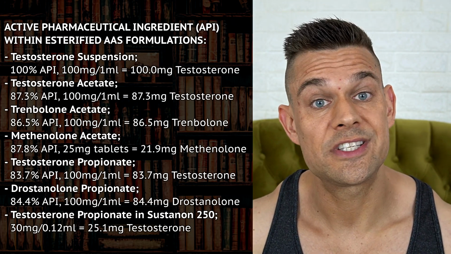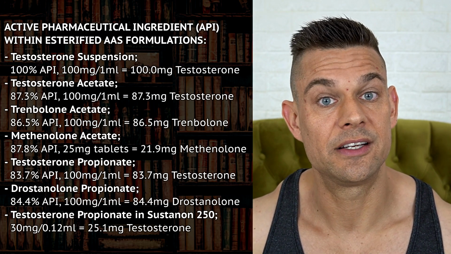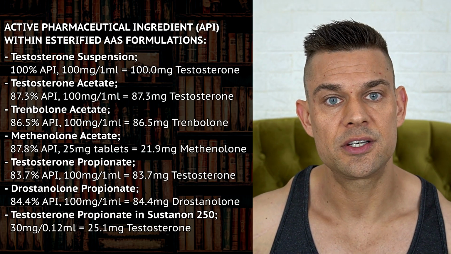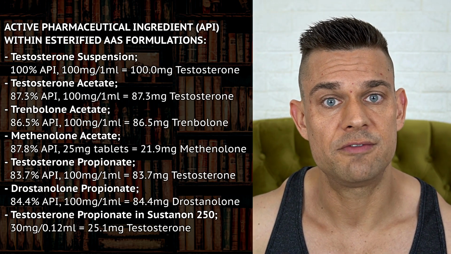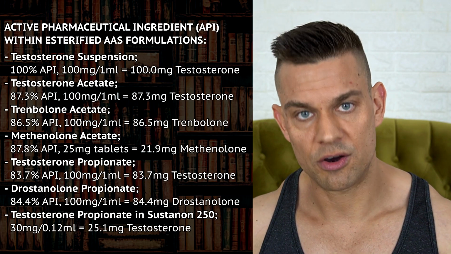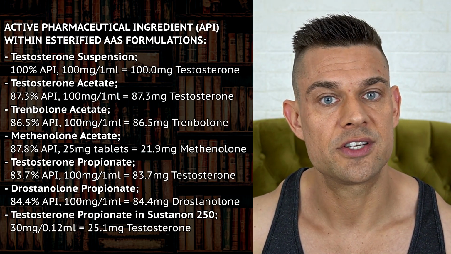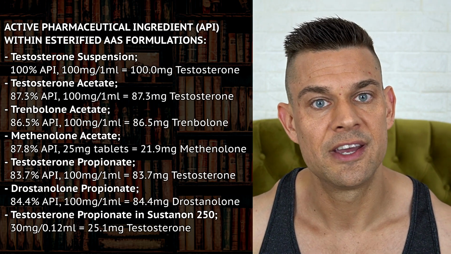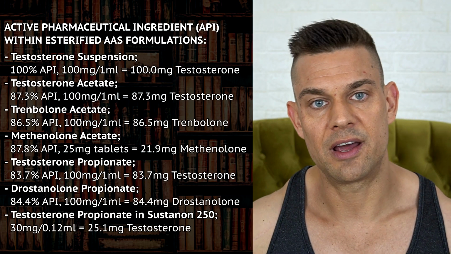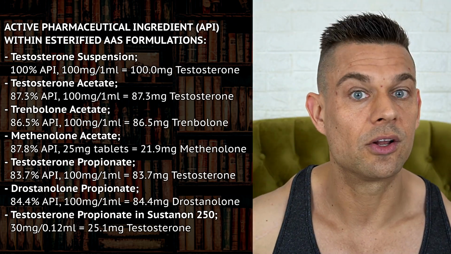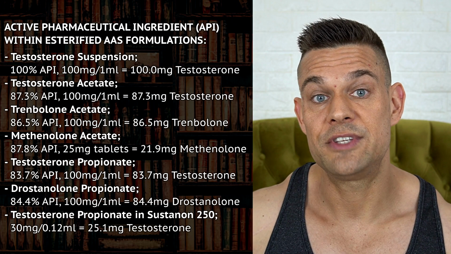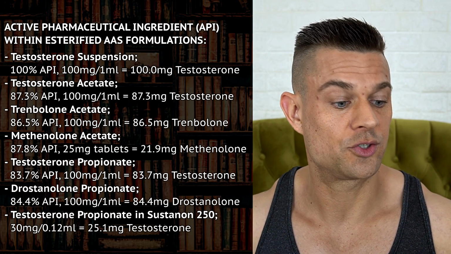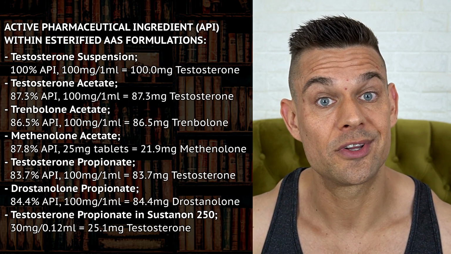Sustanon 250 also contains testosterone propionate, albeit in lower amounts, only 30 milligrams in its overall 4-ester formulation. Sustanon 250 was designed to give you very stable serum concentrations of testosterone in a single administration per week. So 4 different esters were chosen based on their half-lives and the overlap of the half-lives, allowing for very stable serum concentrations after a single administration. Sustanon 250 contains 30 milligrams of testosterone propionate, which accounts for 25.1 milligrams of actual testosterone.